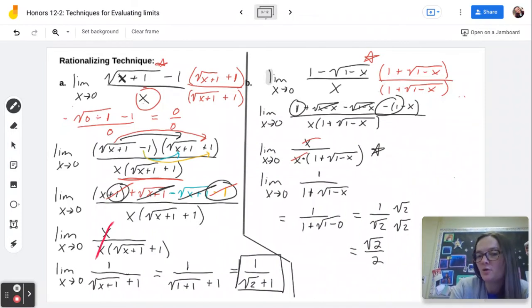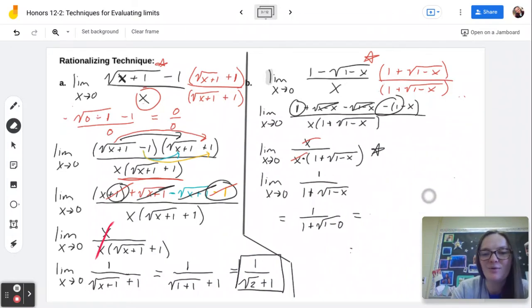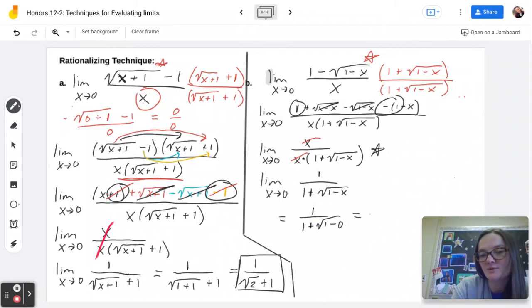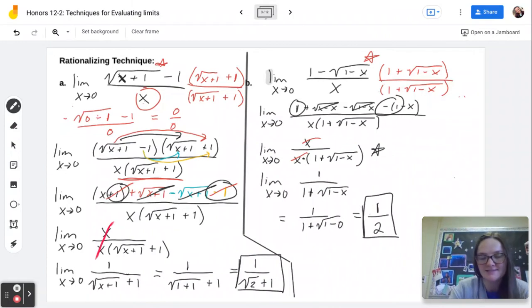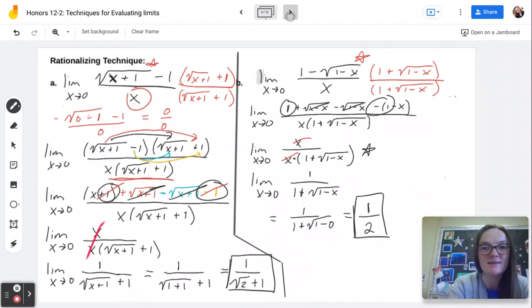That's going to leave me with 1 over 1 plus the square root of 1 minus x, which if I plug 0 into, I get 1 over, you know what, actually, that's not right. I get 1 divided by 1 plus the square root of 1, which is 2. So actually, I just get 2. And that right there is the solution. That is the limit. All right, so let's keep going.